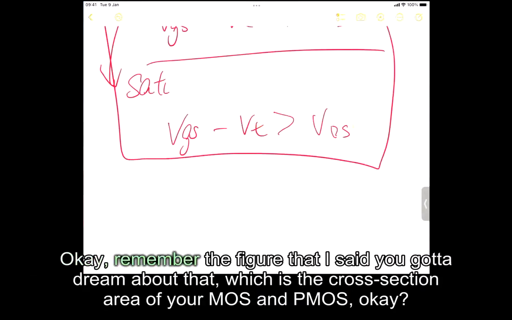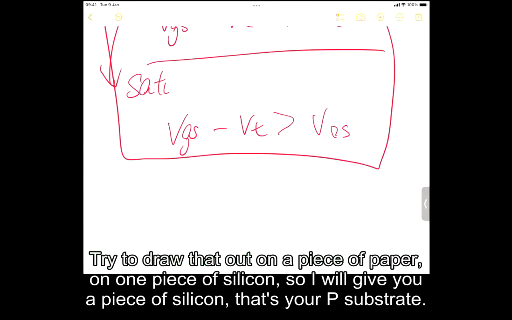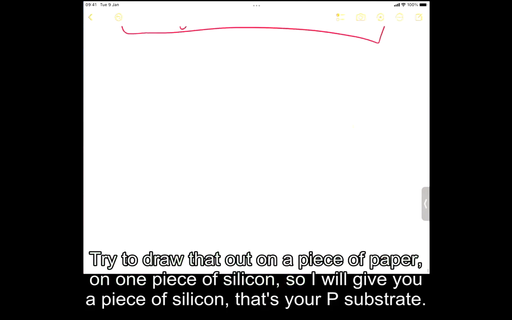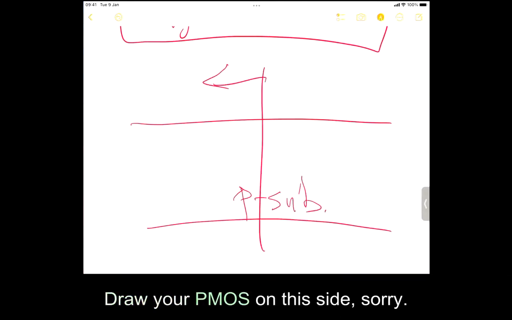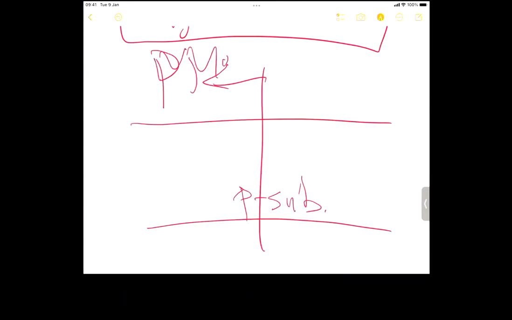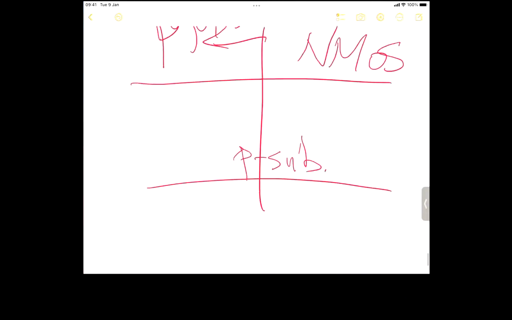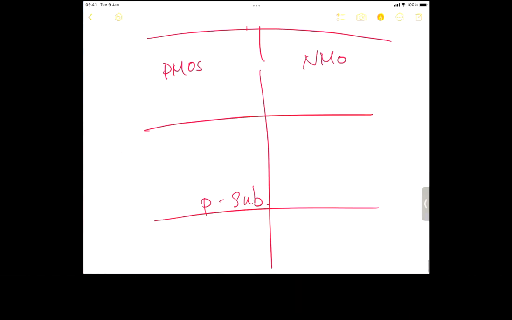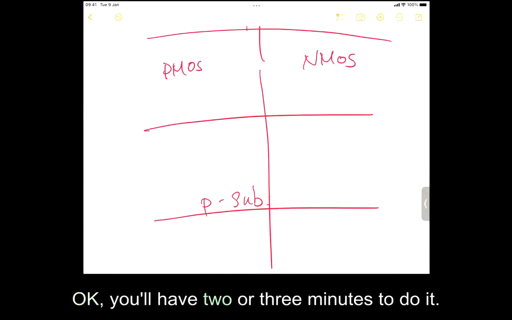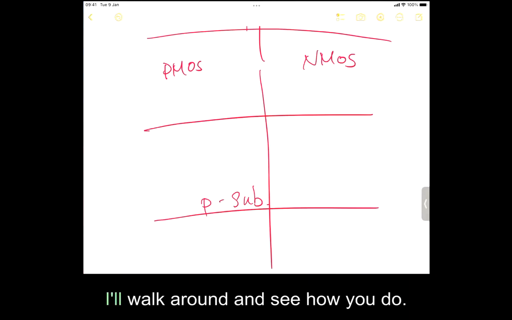Remember the figure that I said you've got to dream about, which is the cross-section area of your NMOS and PMOS. Try to draw that out on one piece of silicon. I will give you a P substrate. Draw your PMOS on this side and your NMOS on this side. You have 2-3 minutes to do it. I'll walk around and see how you go.